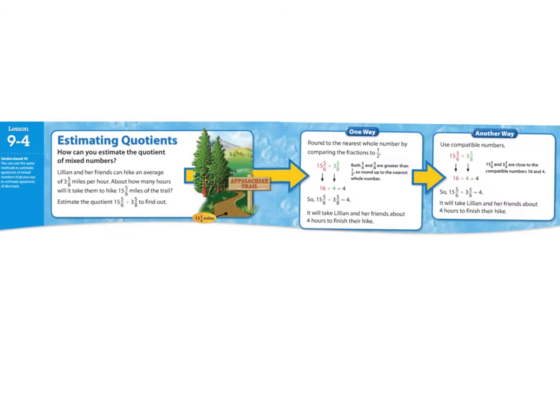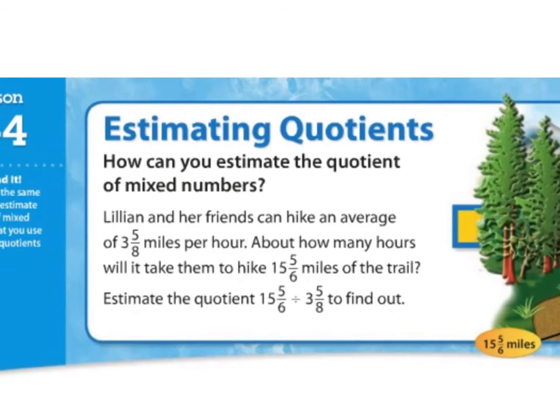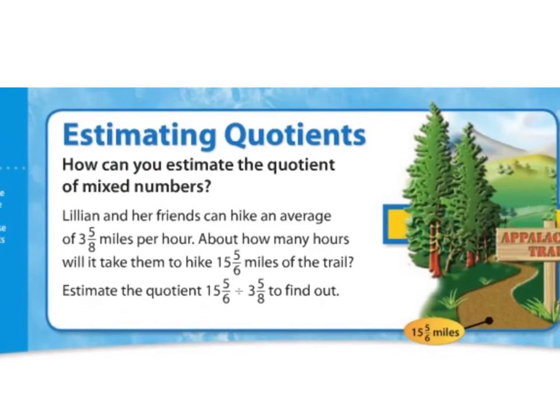All right, let's zoom in on our first problem. Estimating quotients. How can you estimate the quotient of mixed numbers? That's new, a whole number and a fraction. Lillian and her friends can hike an average of 3 5/8 miles per hour. That's how fast they're traveling. About how many hours will it take them to hike 15 5/6 mile of the trail? That's pretty far. Estimate the quotient of 15 5/6 divided by 3 5/8 to find out.